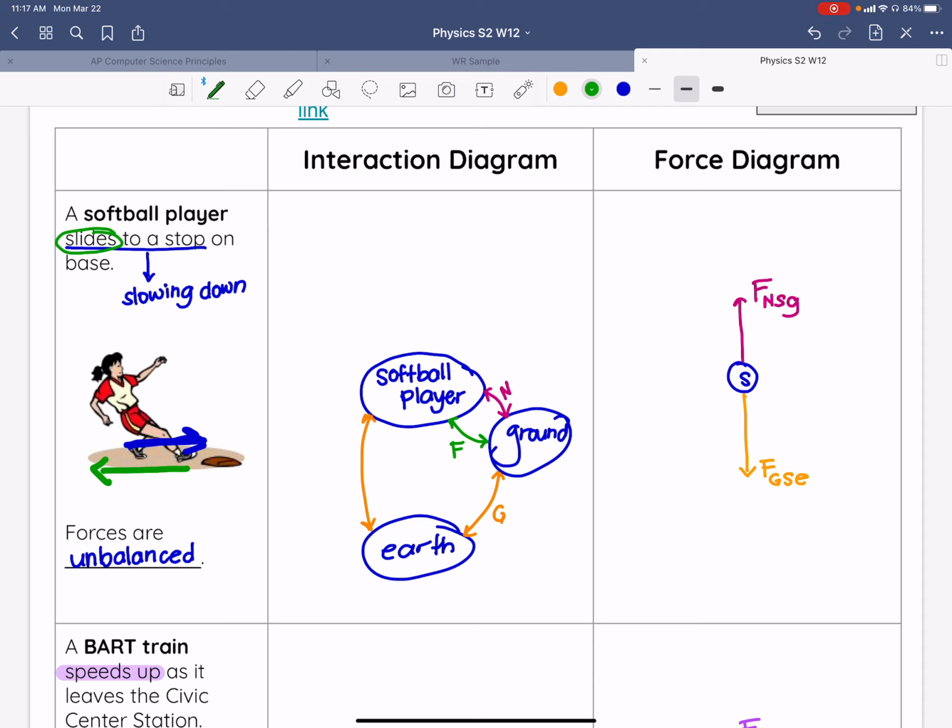And this is where we see the interaction with the ground, right? So the ground is acting opposite of the direction that the softball player is moving. So we say that this is the force of friction on the softball player from the ground. And you have to keep asking yourself, what is the softball player feeling from the ground, right? So this is what the softball player is giving to the ground, and this is what the softball player is feeling from the ground. And this is what the ground would feel from the softball player. This is what the softball player is feeling from the ground.